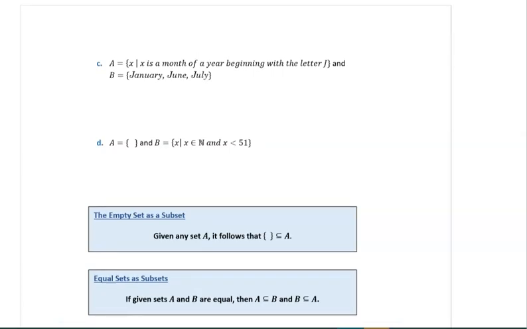Part C. A is a set of all X such that X is a month of a year beginning with the letter J. And B is the set containing January, June, and July. If we write set A using roster method, these are the months beginning with the letter J, that would contain the elements January, June, and July. Notice that every element in set A is also an element of set B. In fact, these sets are equal.